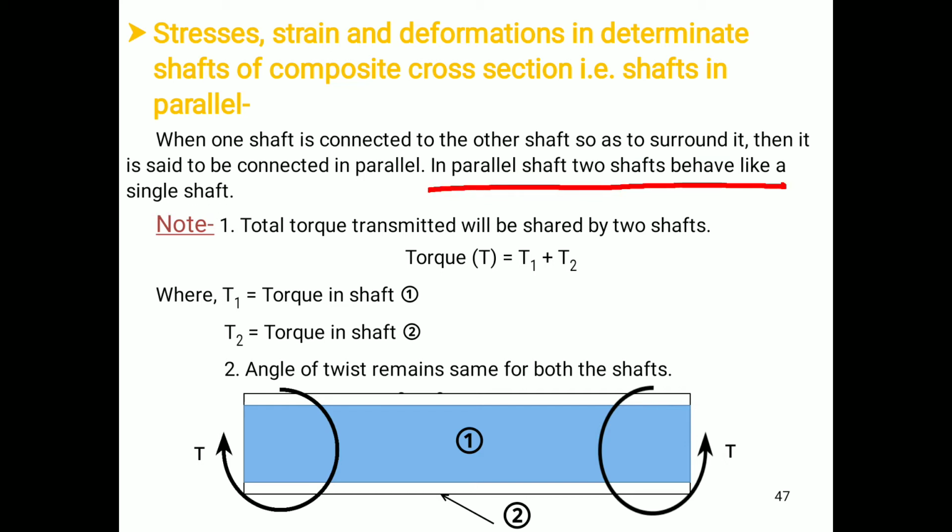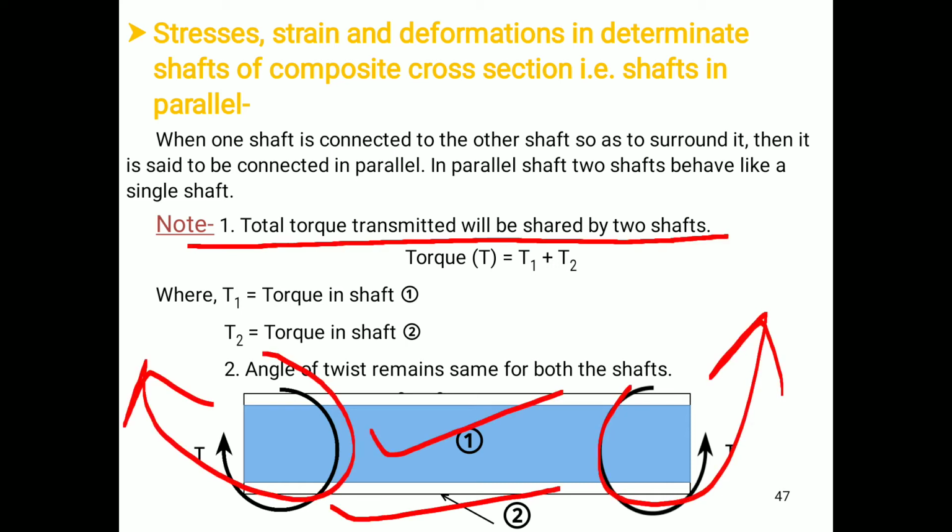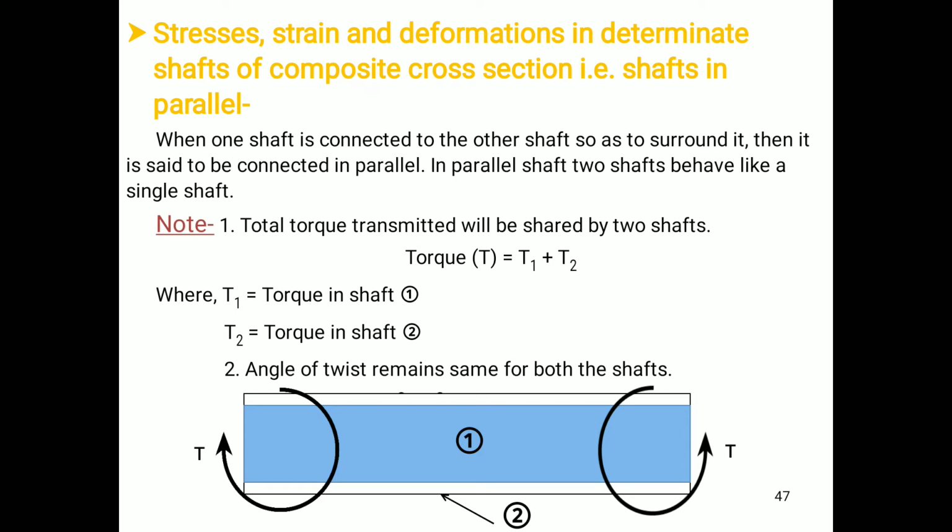From this figure you can see that shaft 1 is surrounded by shaft 2, and it is subjected to torque T at both ends. For such a system, for shafts in parallel, we have two equations to be considered. The first equation is that the total torque transmitted will be shared by the two shafts. So this total torque will be shared by both shafts, 1 and 2. Therefore, T will be equal to T1 plus T2. This is the first equation we have to consider for shafts in parallel.